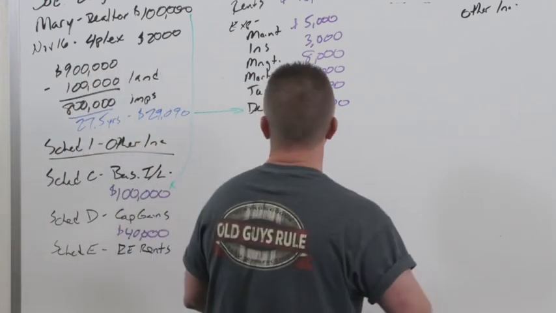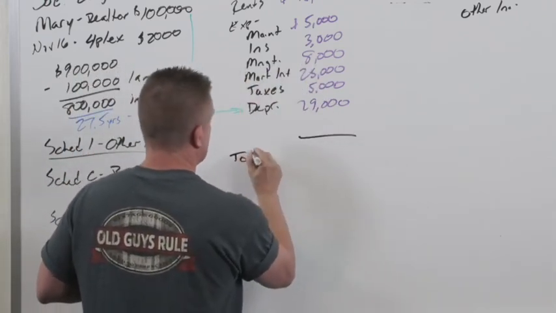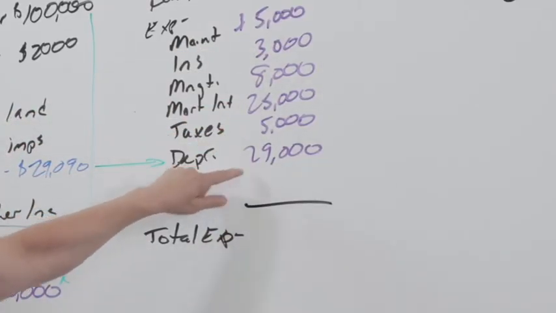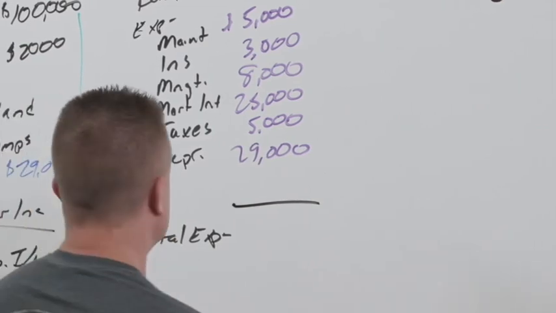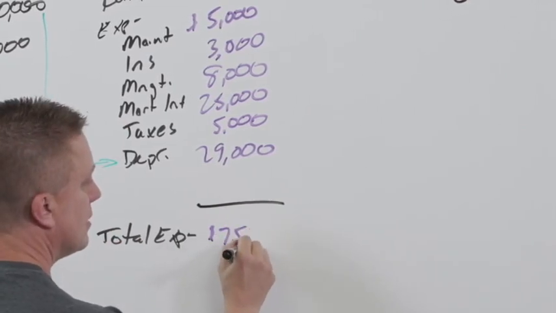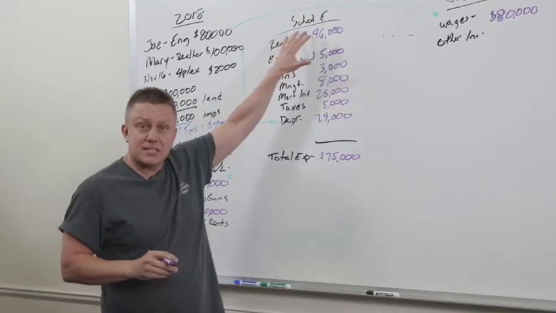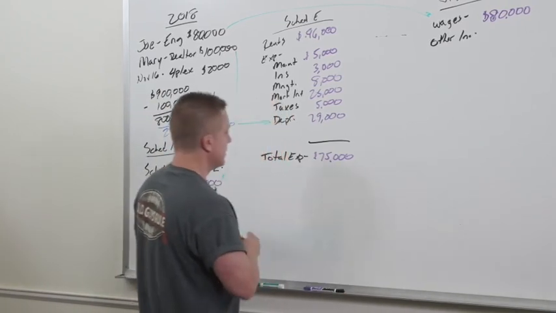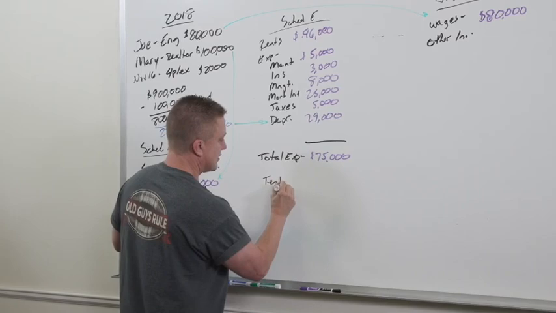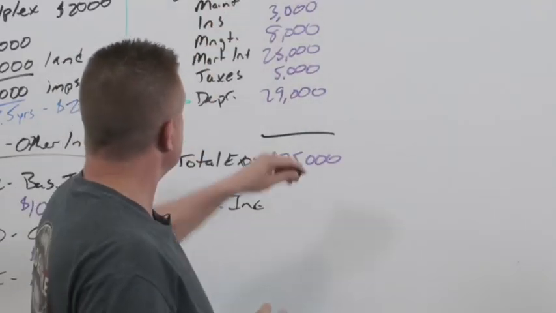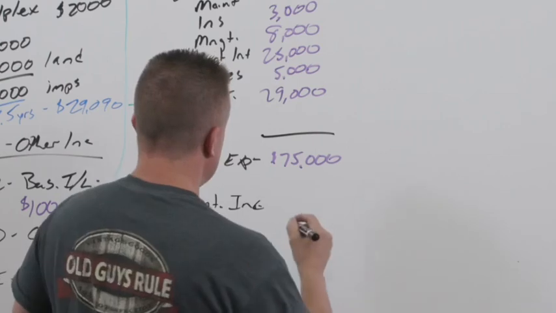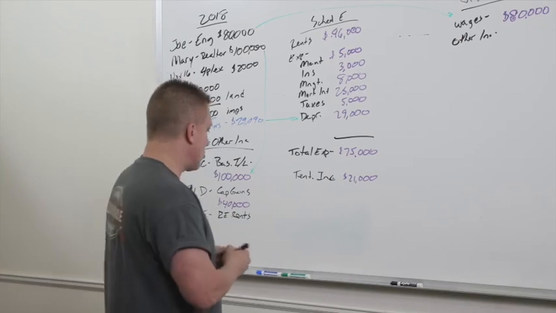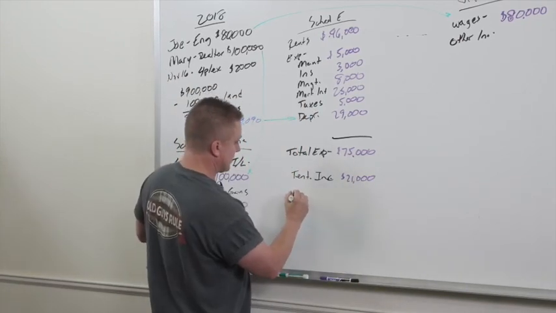If we add all this up, total expenses, right? 5 plus 3 plus 8 plus 25 plus 5 plus 29 should be $75,000. So they brought in $96,000 in income, but they spent $75,000 to do it. What's left over is called tentative income. Tentative income. 96 minus 75 for these guys, $21,000. Now we do have to address an issue called loss limits.